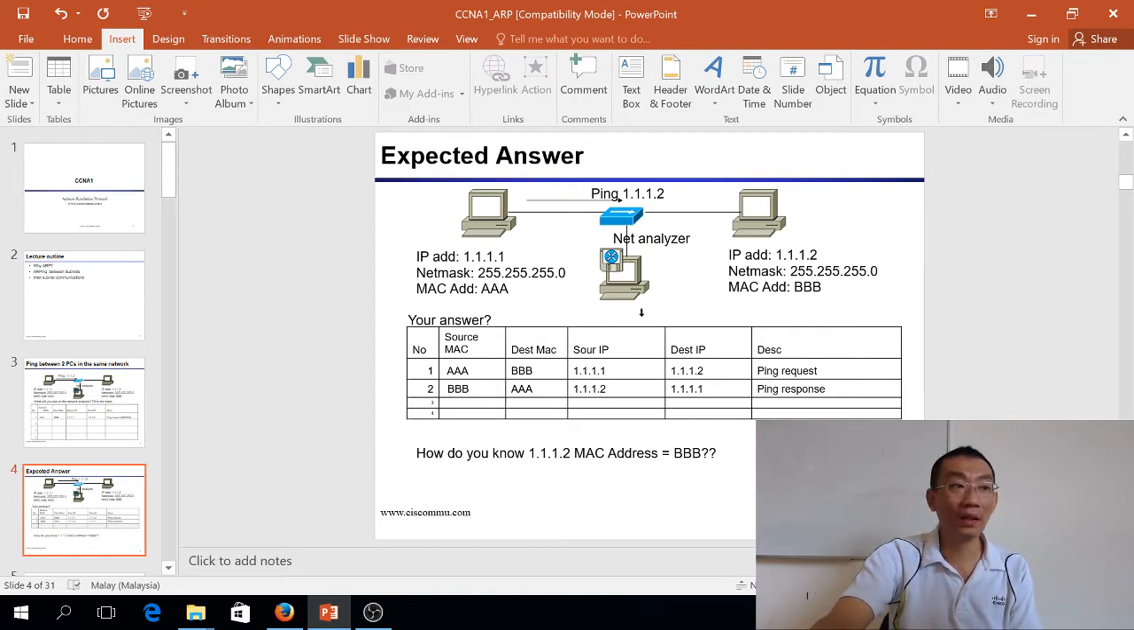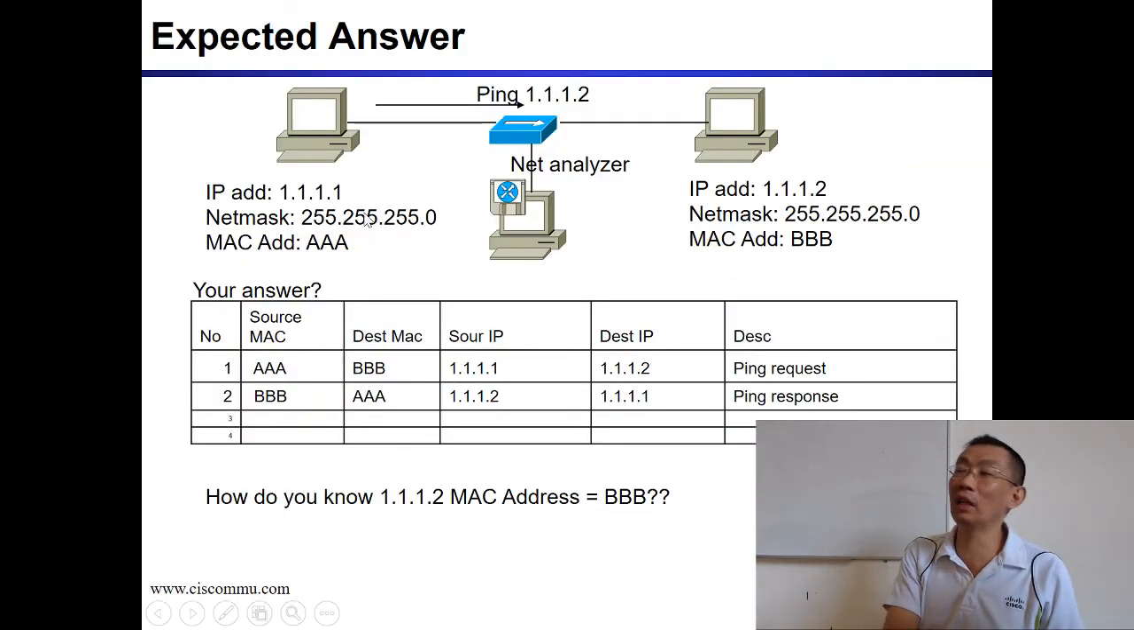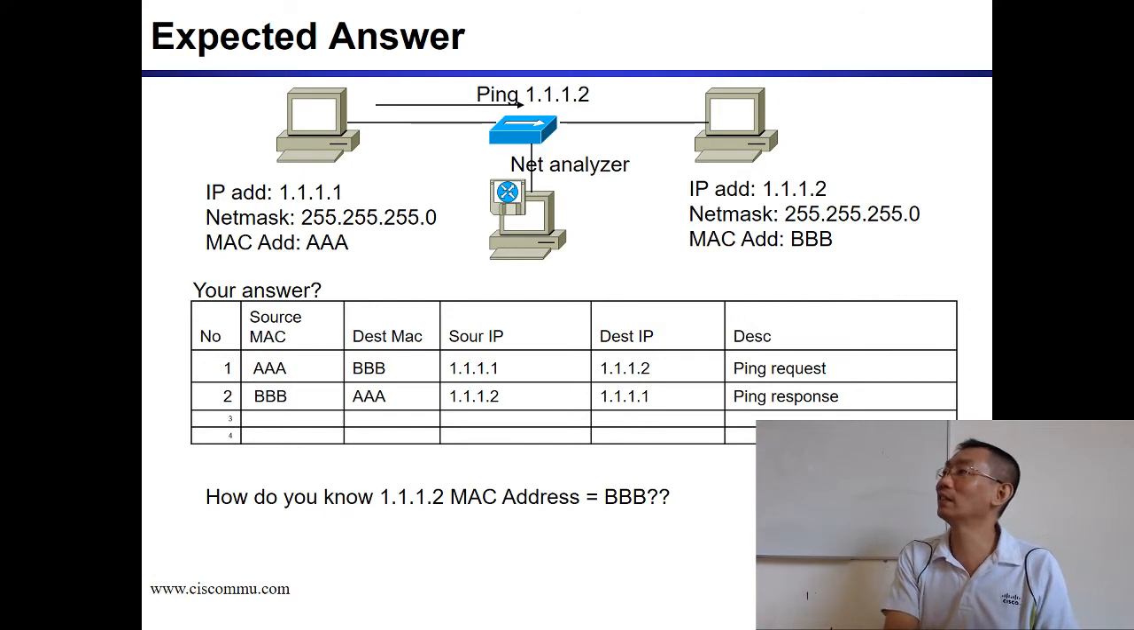But first, how does this PC know the MAC address of 1.1.1.2? How would you know? Let's say when you ping your neighbor, you just ping the IP address. Did he tell you the MAC address? Then how will you know to put it in the packet?